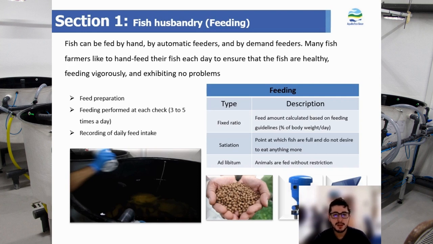These are some feeding companies that provide general feeding guidelines, available for a better understanding of nutritional requirements and feeding strategies. In a daily routine, feeding consists of three different steps: feed preparation, feeding performed at the check, usually between 3 and 5 times per day, and recording of daily feed intake. The video shows a feeding check performed at ABC facility.